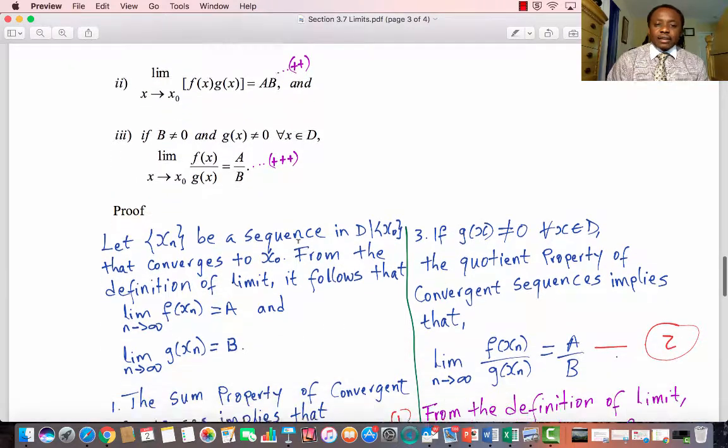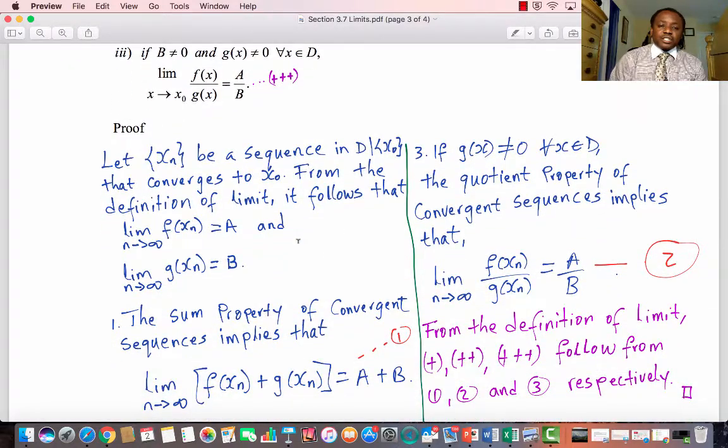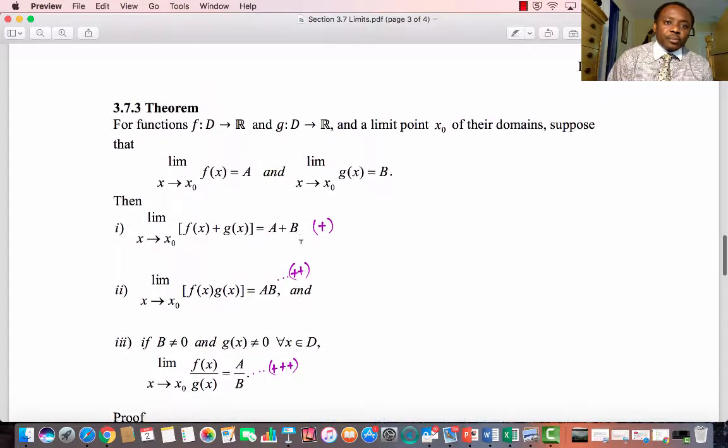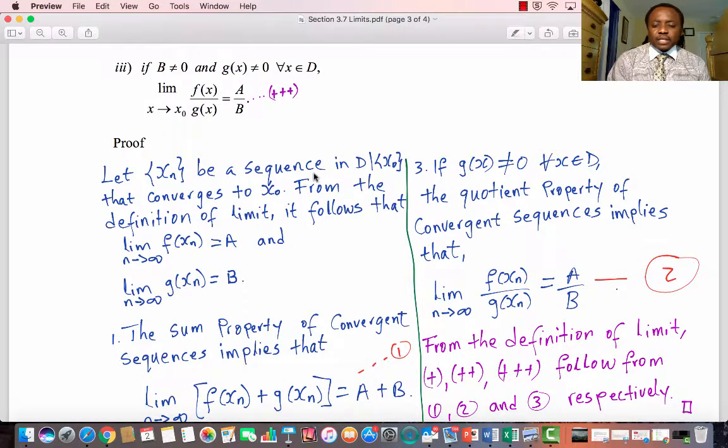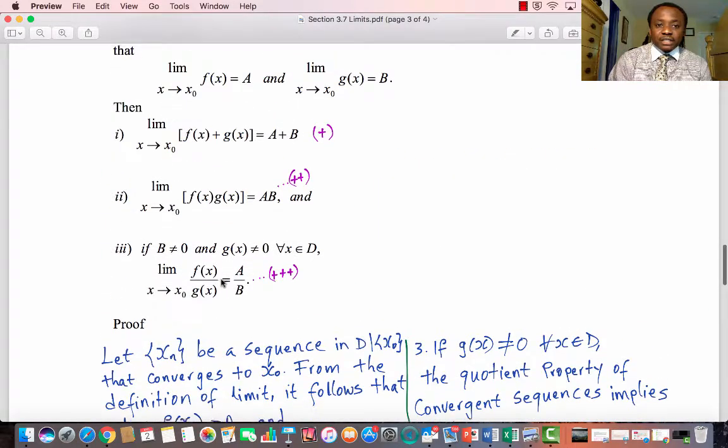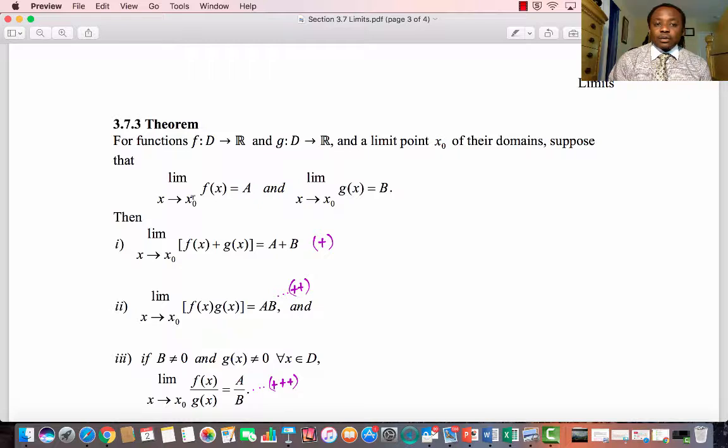So let's go ahead and look at the proofs of these three statements from Theorem 3.7.3. Proof. Let xn be a sequence in D minus the singleton x naught that converges to x naught. From the definition of limit, it follows that the limit as n approaches infinity of f of xn is a, and the limit as n approaches infinity of g of xn is b. We are given that the limit as x approaches x naught of f of x is a, and the limit as x approaches x naught of g of x is b.